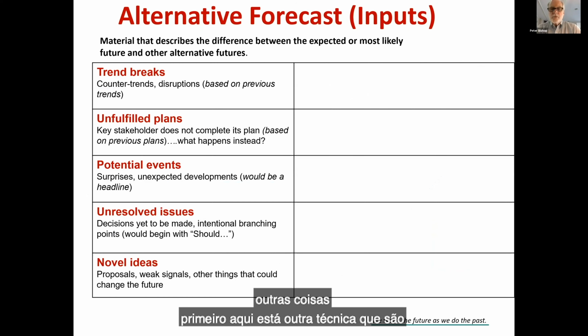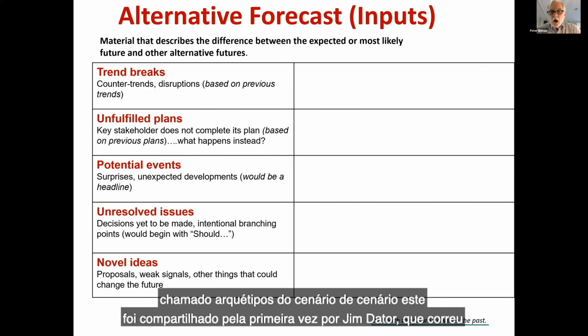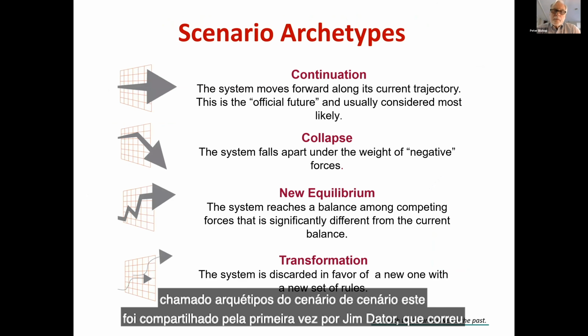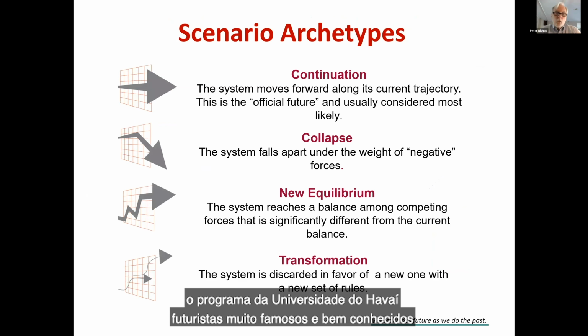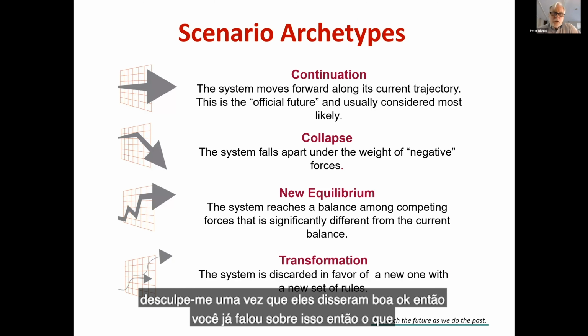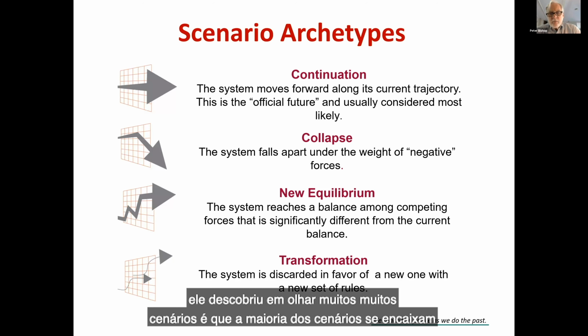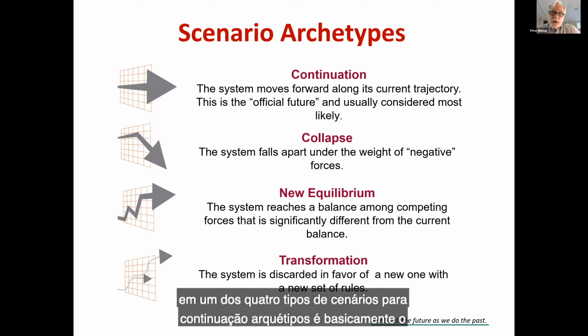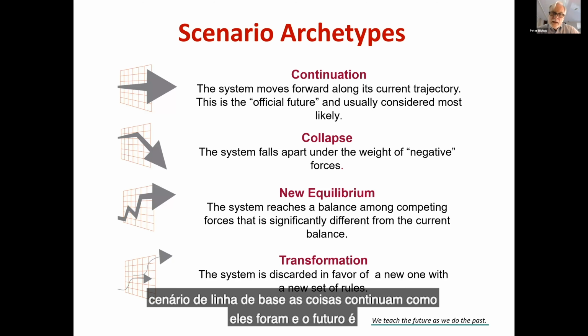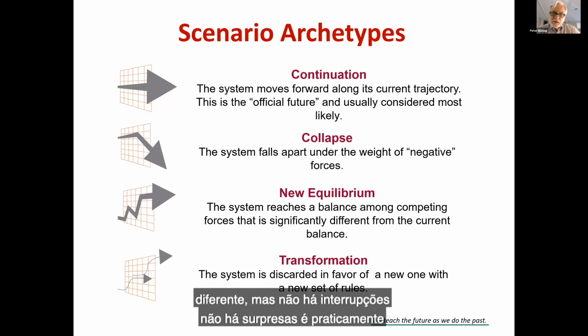Here's another technique, which are called scenario archetypes. This was first shared by Jim Dater, who ran the program at the University of Hawaii, very famous and well-known futurist, one of the founders of the field. Discovered in looking over many, many scenarios is that most scenarios fit into one of four types of scenarios, or archetypes. Continuation is basically the baseline scenario. Things continue as they have been, and the future is different, but there are no disruptions, there are no surprises. It's pretty much what we expect.